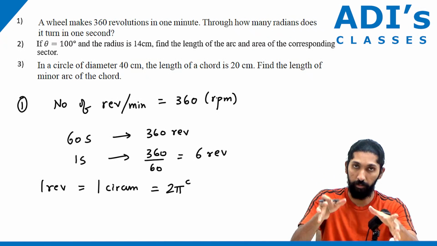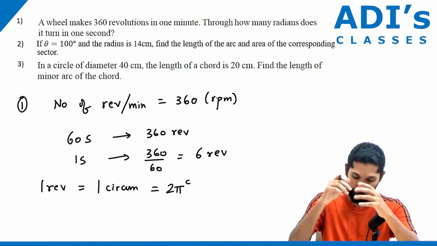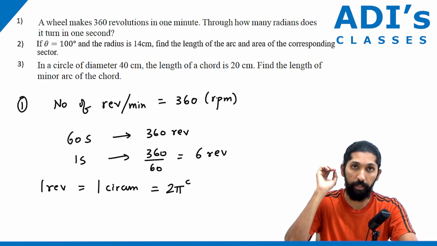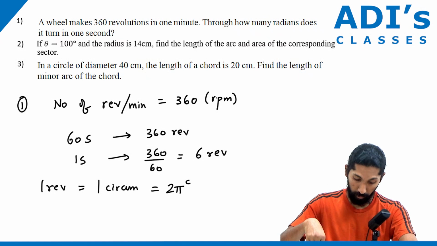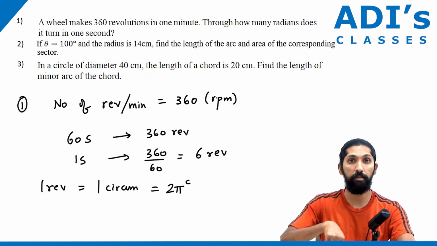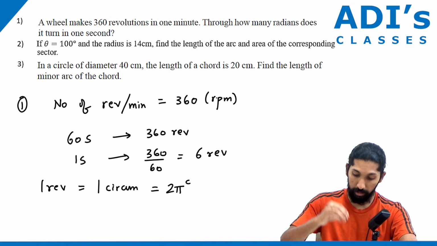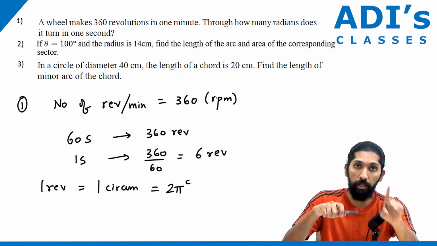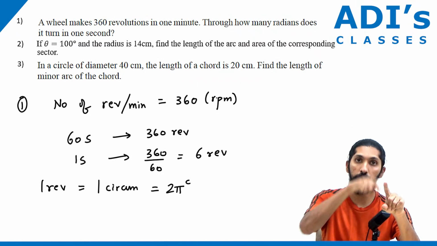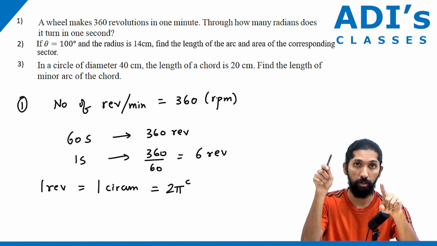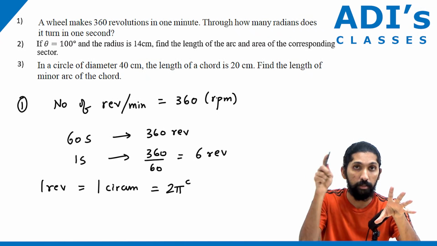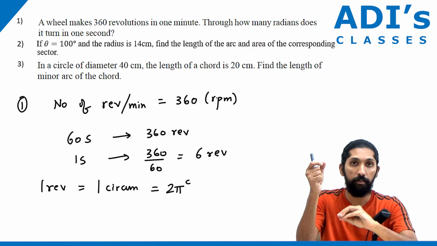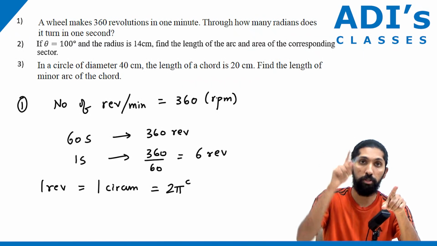Did you guys understand? Again, I'll repeat it here. They're saying it's 360 revolutions per minute. Correct? So that means in 1 second, it's going to be 360 by 60, which is going to give us 6 revolutions per second. Right? Now, one revolution is nothing but from here to here. That's one full revolution, which is nothing but one circumference. One circumference is how many radian? 2 pi radian. So one revolution is 2 pi radian.